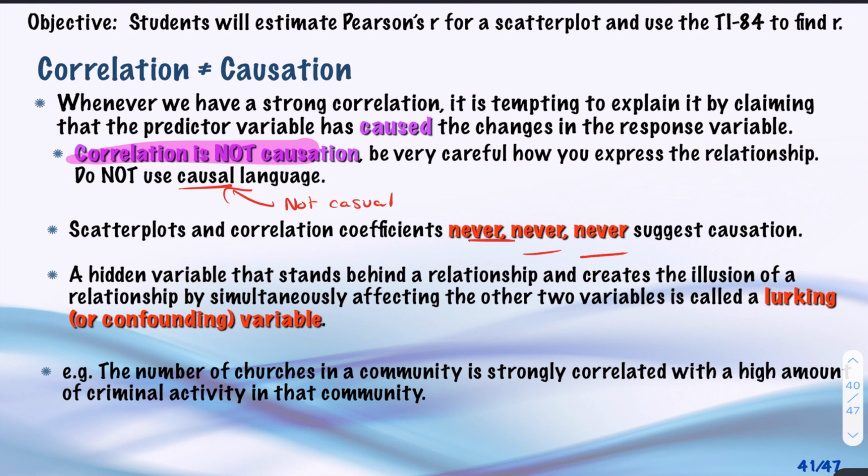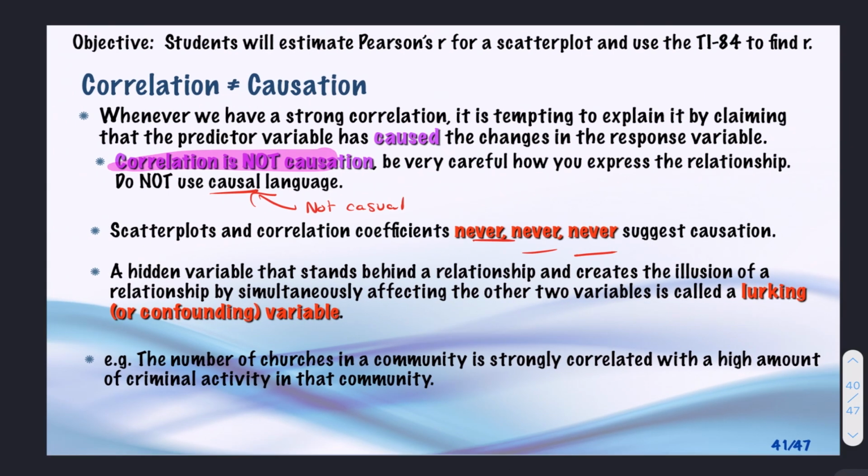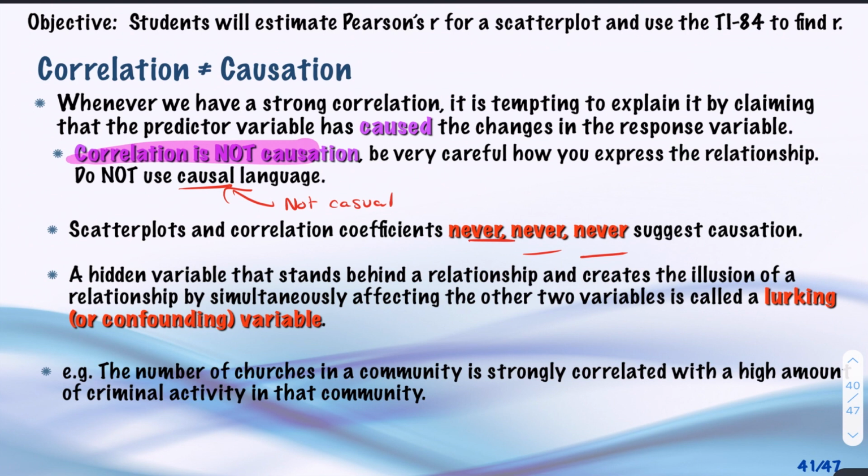Why? Well, there could be hidden variables that stand behind a relationship that create the illusion of relationships by simultaneously affecting the other two variables. We call those lurking, or oftentimes confounding, variables. We will talk more about that. For example, the number of churches in a community is strongly correlated with the high amount of criminal activity in that community. Does that mean churches cause crime? That would be insane to make that conclusion, but that's what happens when we go from correlation to causation.